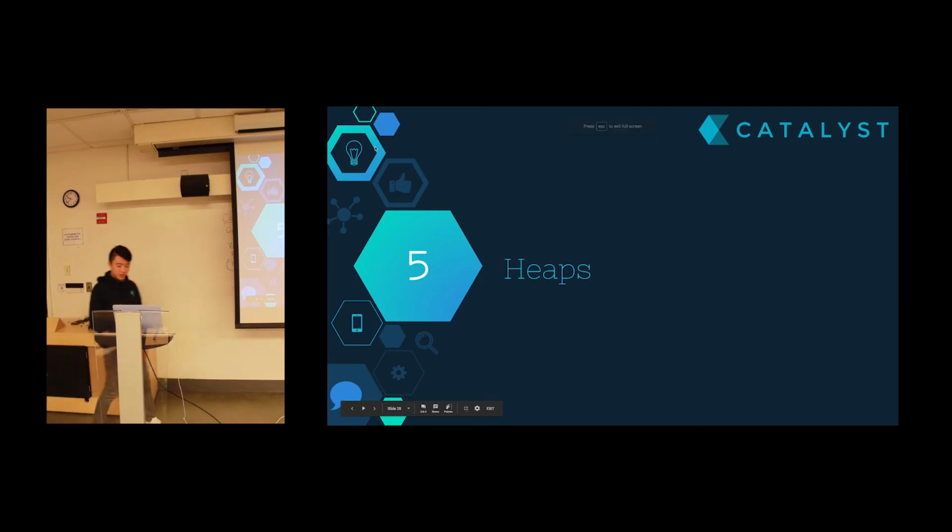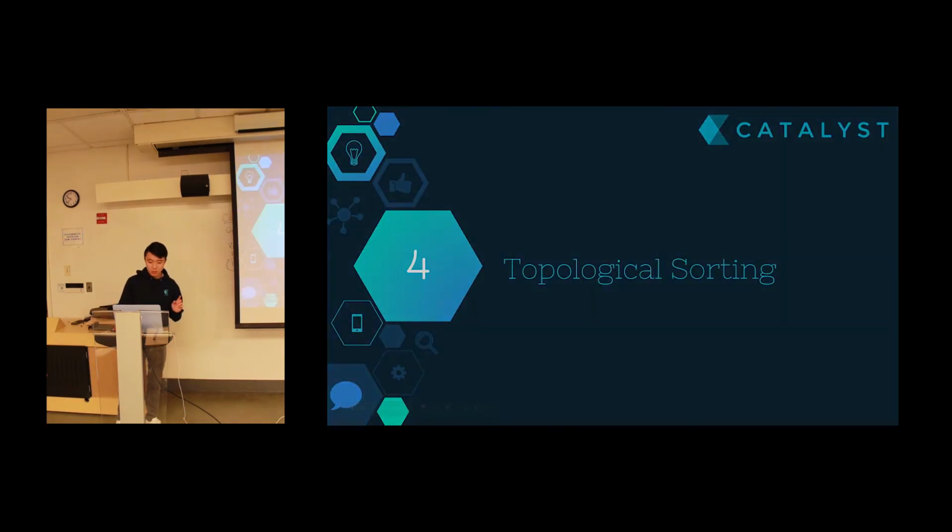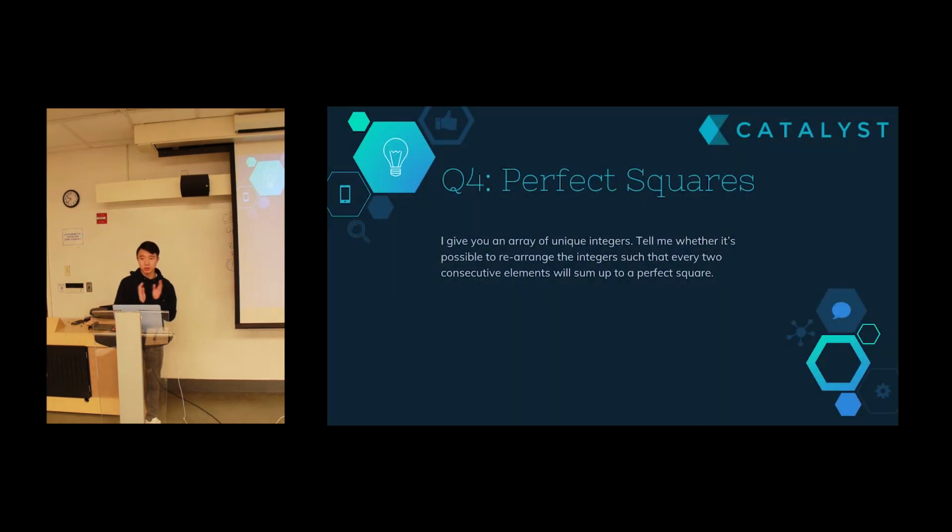All right, cool. So before I do that, there's actually one more thing. The reason why I wanted to introduce this problem is because it does not seem anything close to being a graph problem, right? I give you an array of unique integers, and I want you to tell me if it's possible to rearrange the integers in such a way that every 2 consecutive elements sum up to a perfect square.